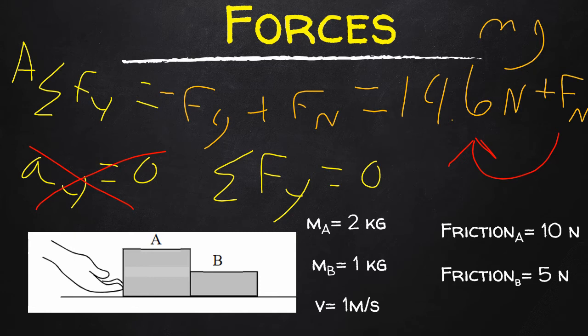If it were more force or less force, it would either jump off the table or go through the table, and neither of those things are happening. So the normal force is 19.6. The gravitational force is minus 19.6. This is for block A.